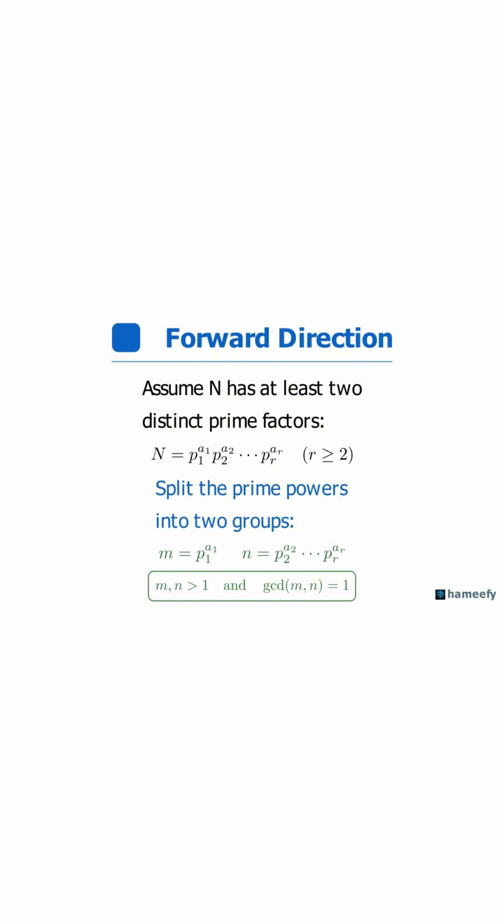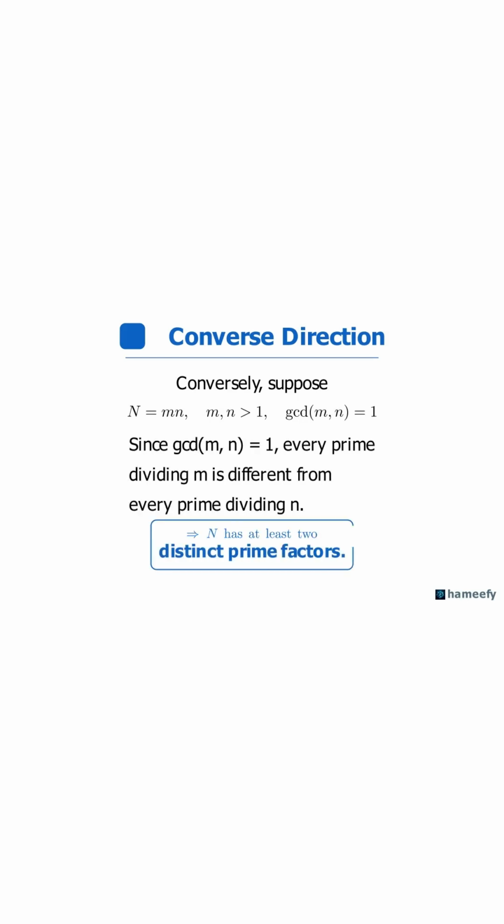For the converse, suppose n equals m times n, with m and n greater than 1 and GCD equal to 1. Since GCD of m and n is 1, every prime dividing m is different from every prime dividing n. Therefore, n must have at least two distinct prime factors. Both directions are now proved.